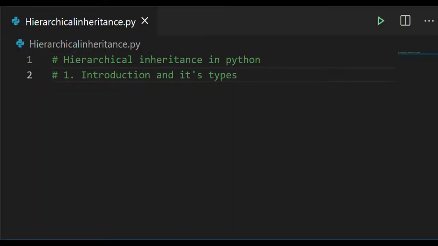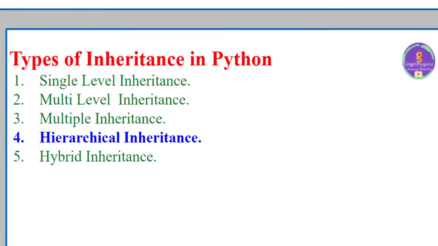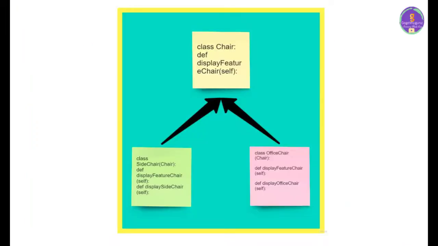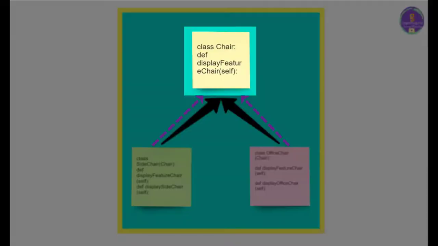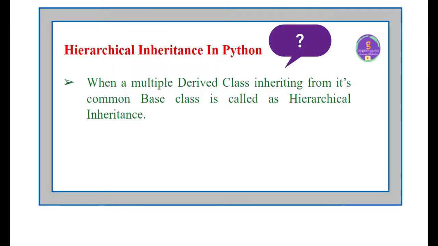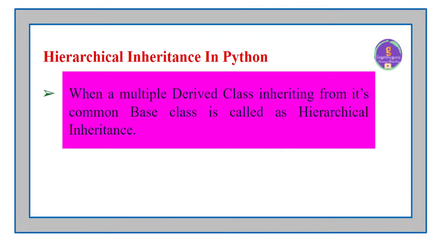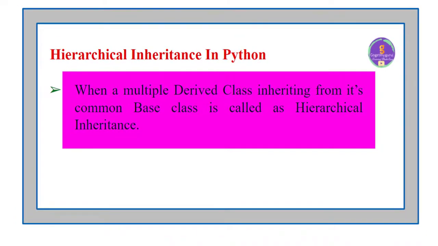In this video, we'll discuss the fourth type of inheritance, called hierarchical inheritance. In this case, there will be multiple derived classes inheriting from a common base class, and the multiple derived classes are independent classes. The definition of hierarchical inheritance in Python is when multiple derived classes inherit from a common base class, it is called hierarchical inheritance.